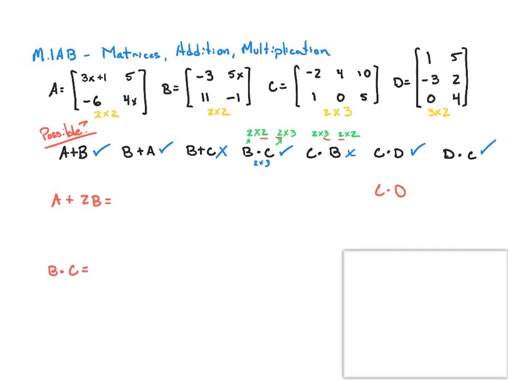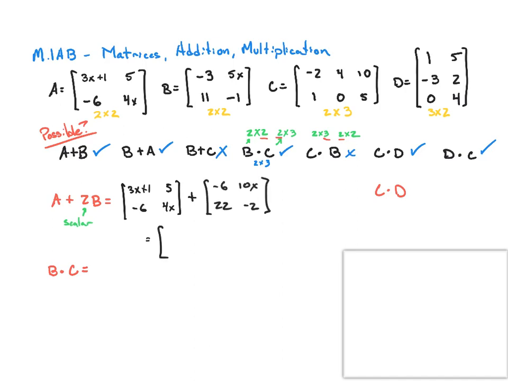So I like to write this out. So matrix A is 3x plus 1, 5, negative 6, and 4x. And I'm going to add to it 2 times matrix B. And so this is what we call scalar multiplication. So it's like a scale factor, so scalar multiplication. And so you just get to double everything that's in matrix B. So I'm going to do that as I go here. So 2B is actually going to be negative 6, 10x, 22, and negative 2. All right, so now those are what we're going to add together.